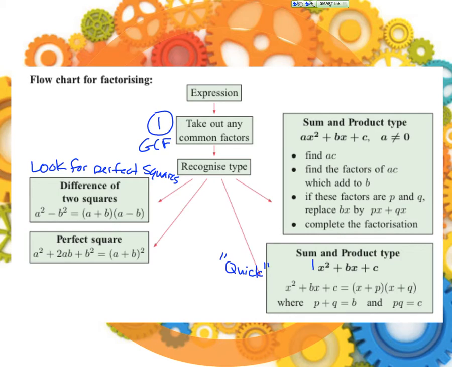And then, last but not least, when you've got a number out front, and that's what I did on the daily C today, and you have to split up the middle term. I call that group factoring, or factor by grouping. The IB calls it factoring with splitting the X term. It's the same thing.